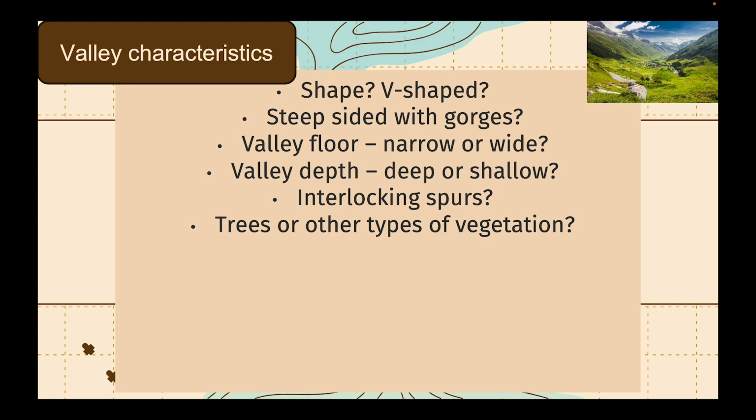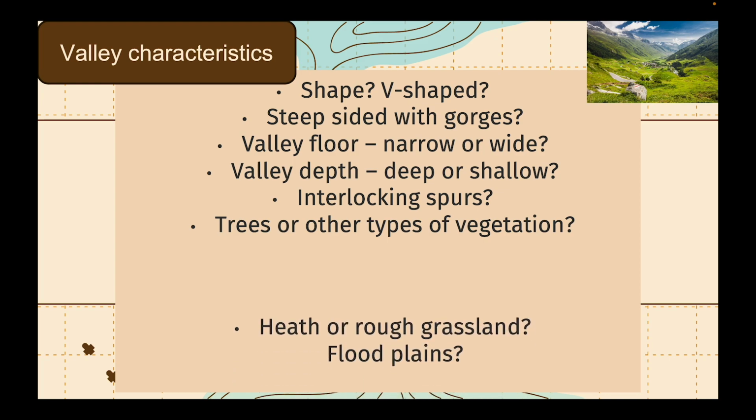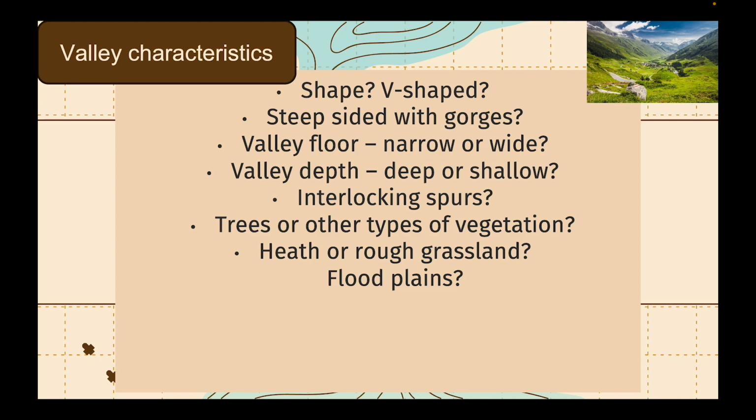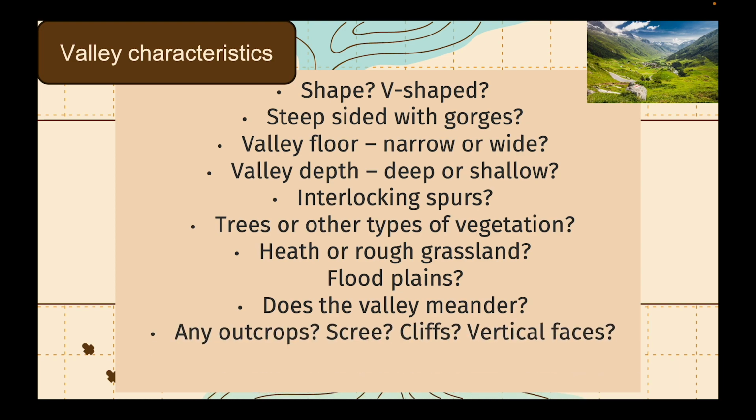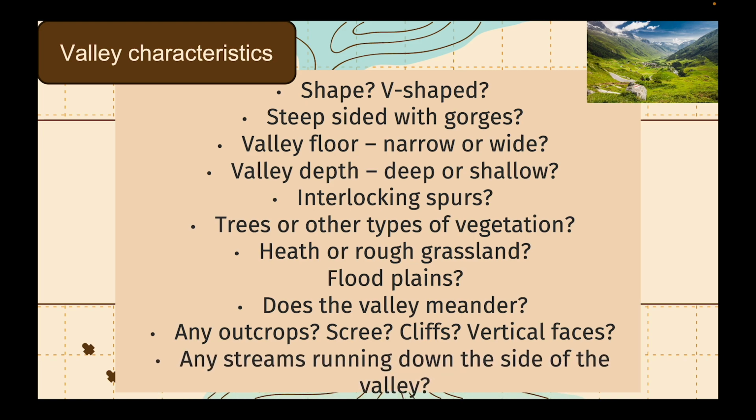Also on your map, you have a key with the different types of vegetation. So using the key again to identify what are the predominant types of vegetation here. Similarly, is there any heath or rough grassland areas? If it's in the lower course of a river, you're likely to see floodplains. Does the valley itself meander? Any outcrops, scree, cliffs, vertical faces? And similarly, are there any streams running down the side of the valley? So again, these are the different aspects.